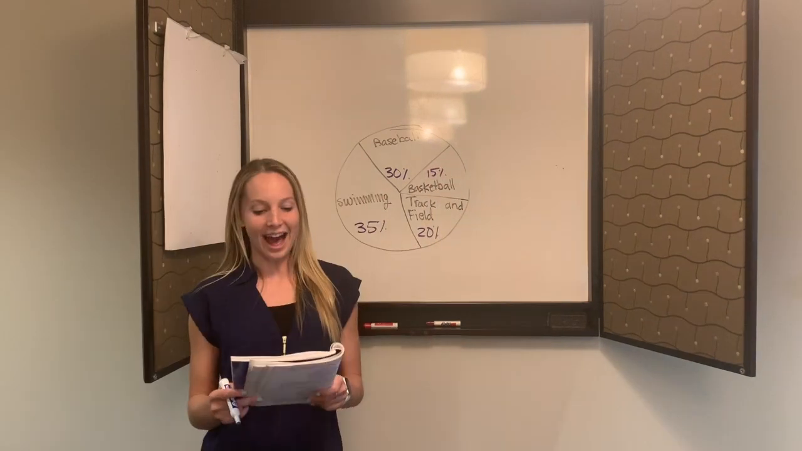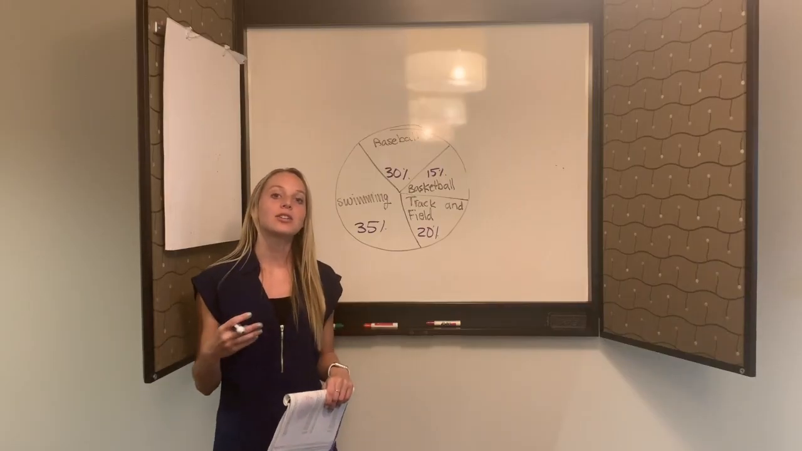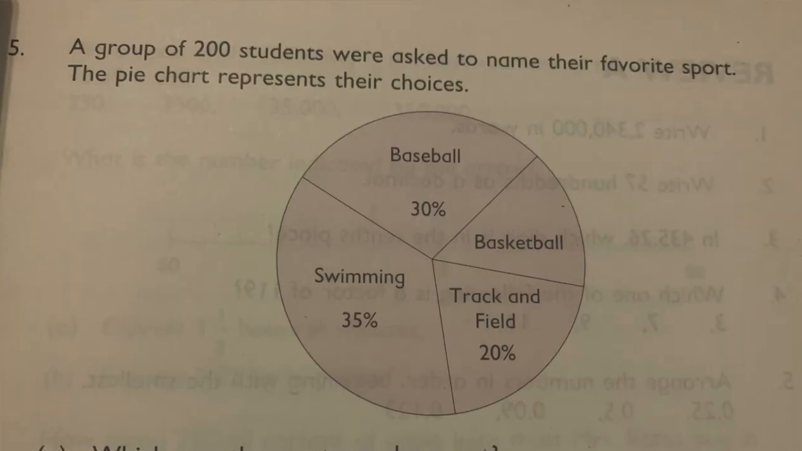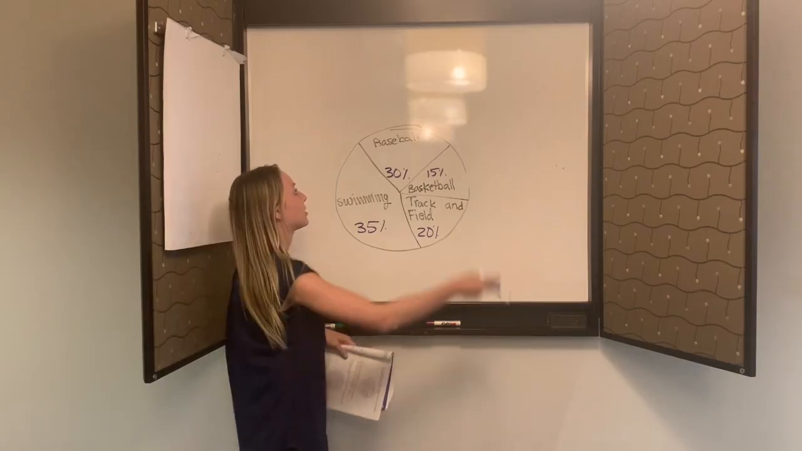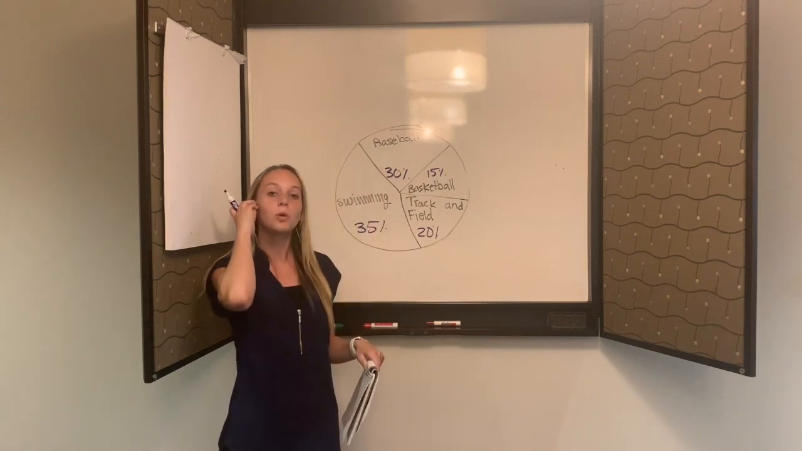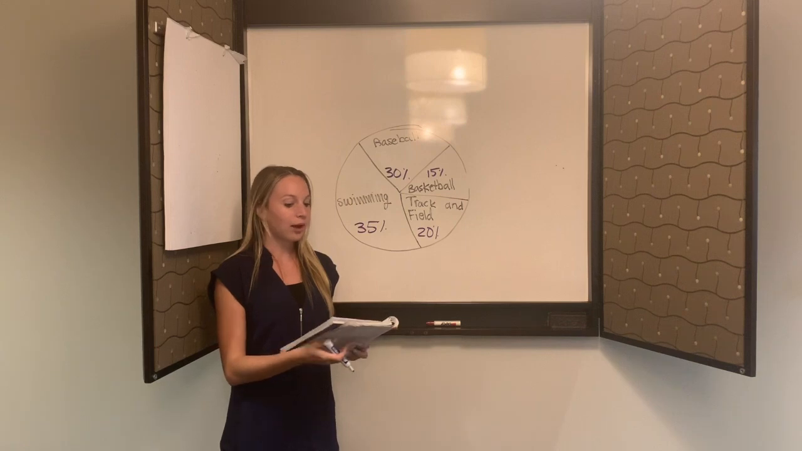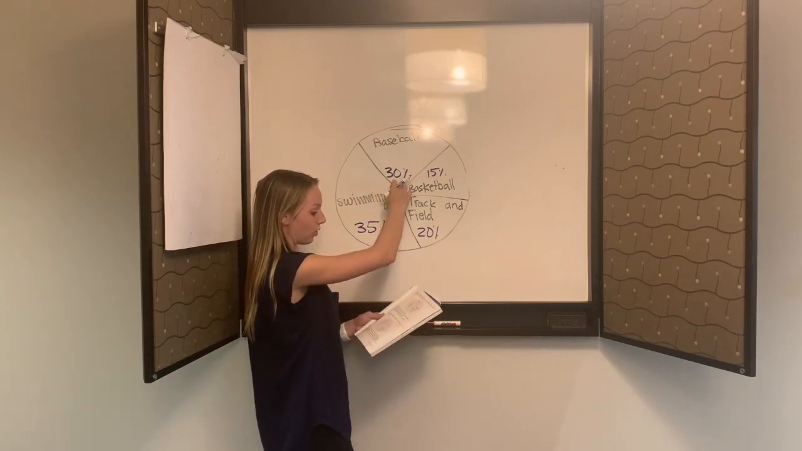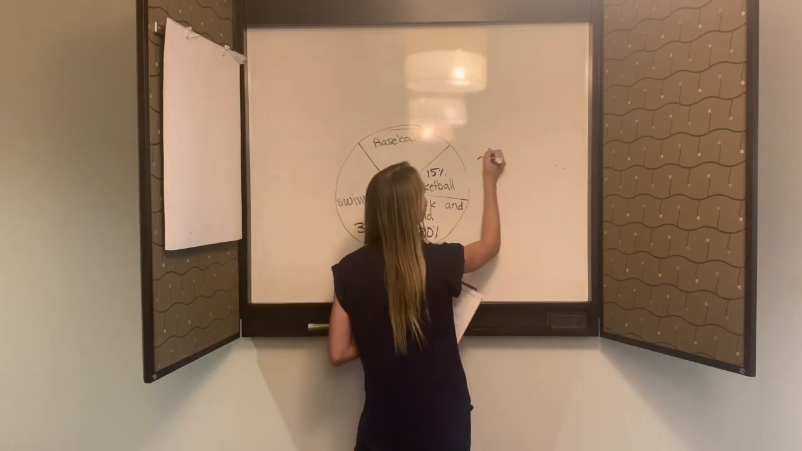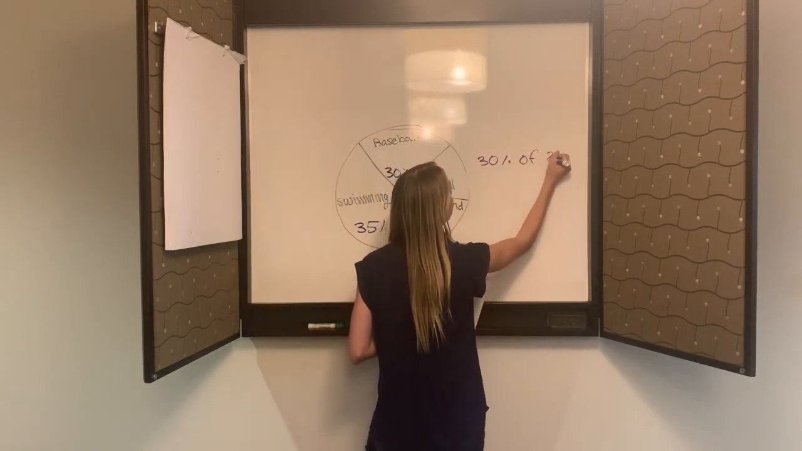15%. C asks, how many students chose baseball? Now looking back at the problem, it tells us that a group of 200 students were asked to name their favorite sport, so we know that this whole circle represents 200 students. Now, we know that we have 30% of the students that chose baseball. So 30% of 200.